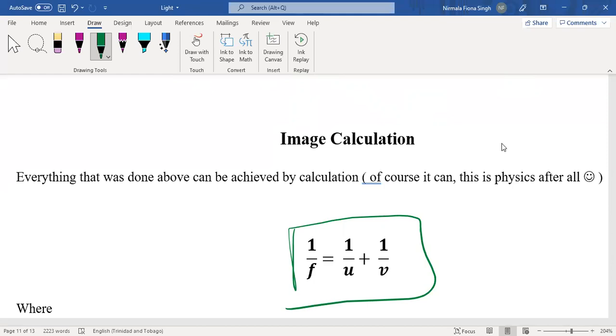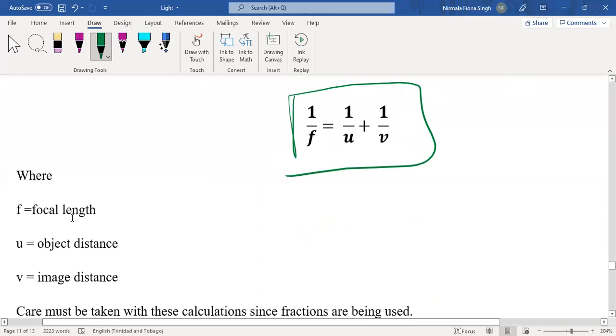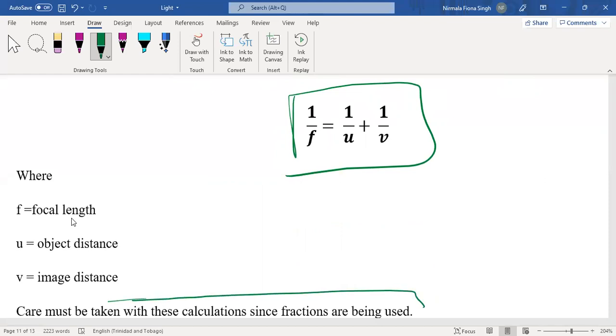Pretty sure that everybody here knows how to use fractions, but we're going to have to be very careful and check them. So let's see. 1 over f is equal to 1 over u plus 1 over v, where f is your focal length, u is your object distance, v is your image distance. And care must be taken with these calculations since fractions are being used.